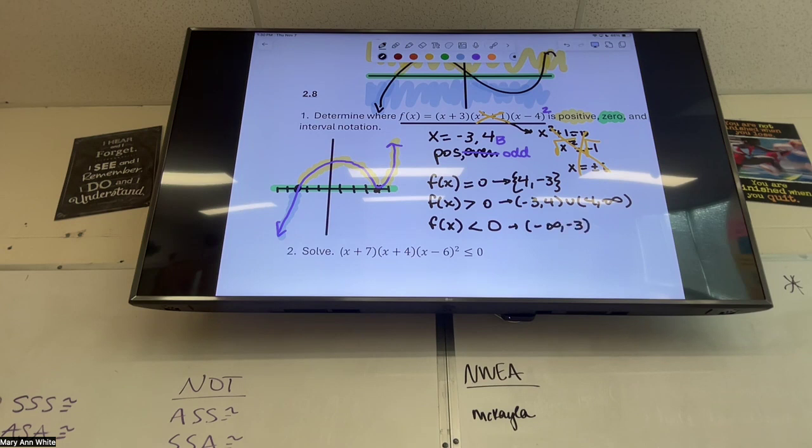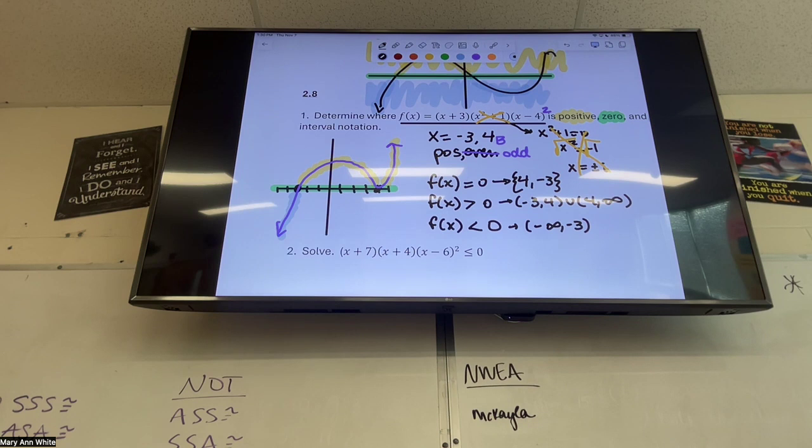-infinity to -3. Oh, that's it. That's everything. Yeah, Kate. How come it's -3 first? So it's always the smallest number first, and -infinity is smaller than -3.